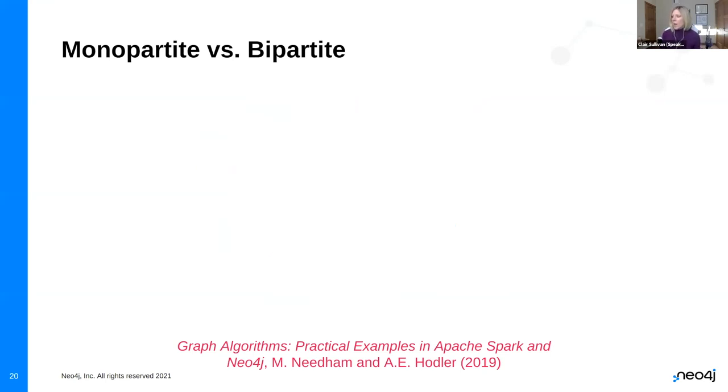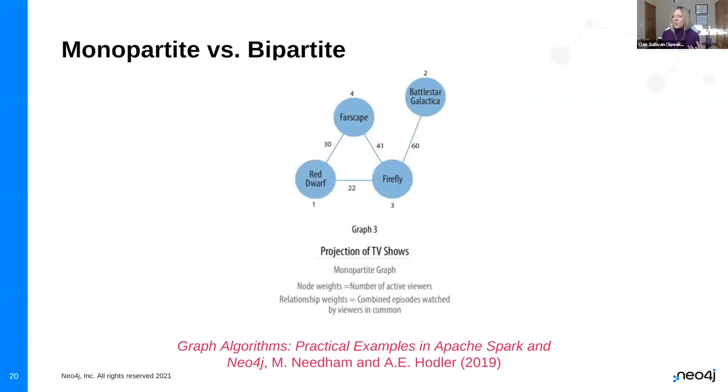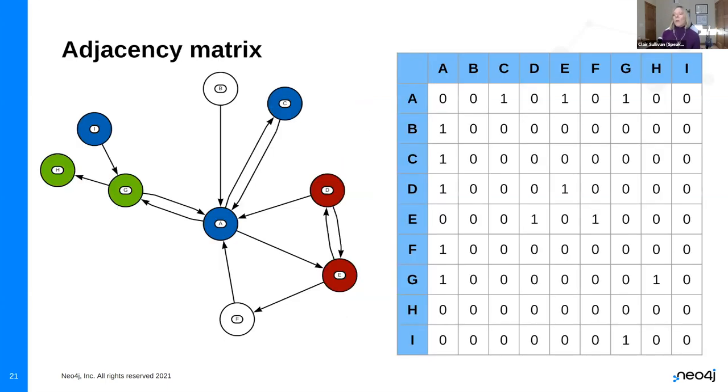Okay, and then here's just creating a projection of just the television shows. The weights are how many active viewers and active views they have between the two of them. Graph modeling is a whole art unto itself. There are all kinds of videos out there on YouTube and whatnot on how to do it.